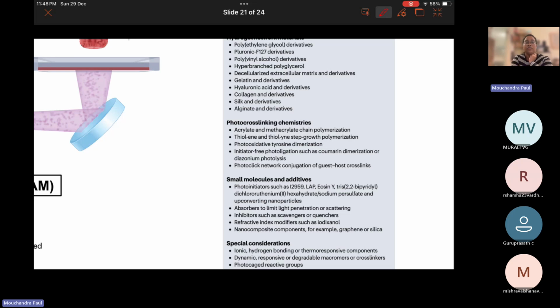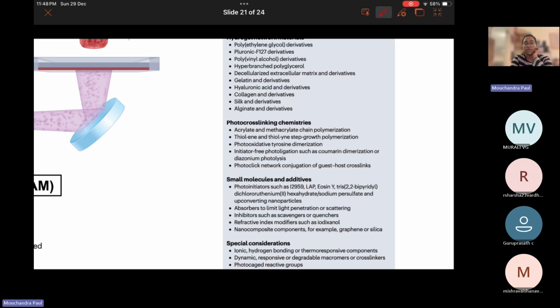And another advantage is that they do not interfere with the photo cross-linking reaction. Also, they do not interfere with the cells as well. So they are kind of inert, and they are added only for the purpose of limiting light penetration, or absorbing the unwanted light that has entered the vat.